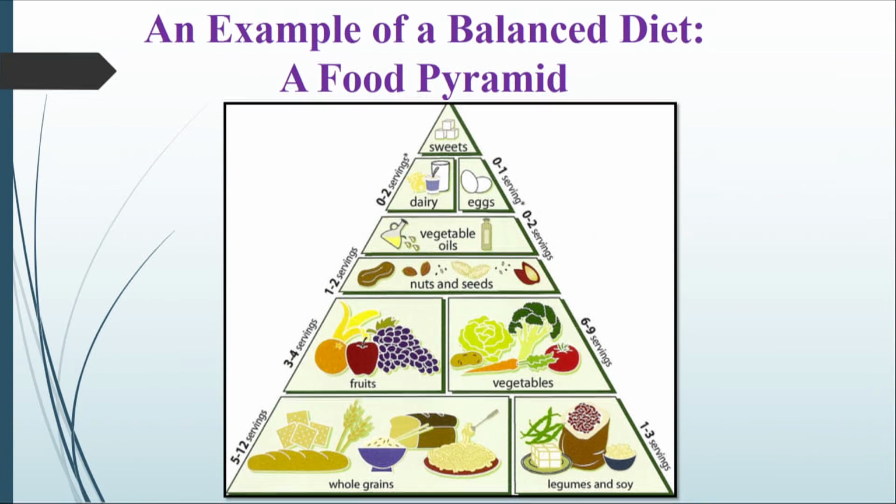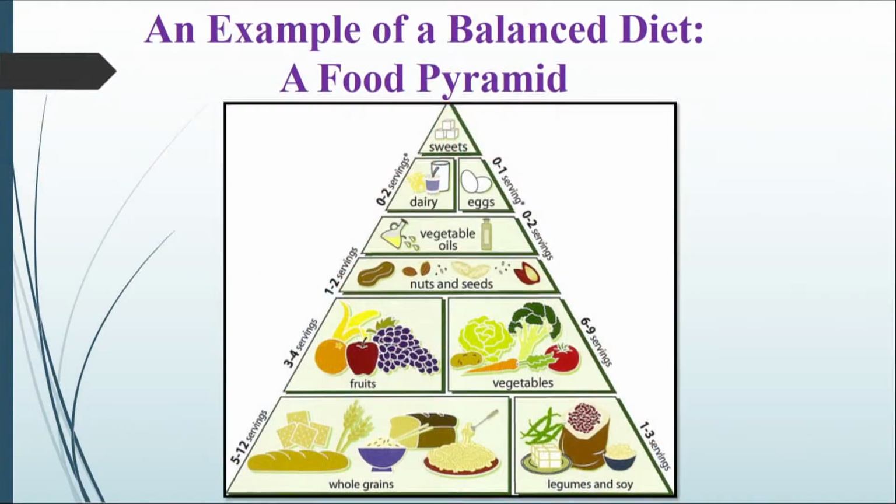How many of you like sweets? I know I do. But at the top of the pyramid, that's where sweets can be found. So it means that you should only be getting a small amount of sweets in your balanced diet. However, you should get a lot of whole grains, legumes, fruits and vegetables, nuts and seeds. Your diet should contain all of these different servings every day.